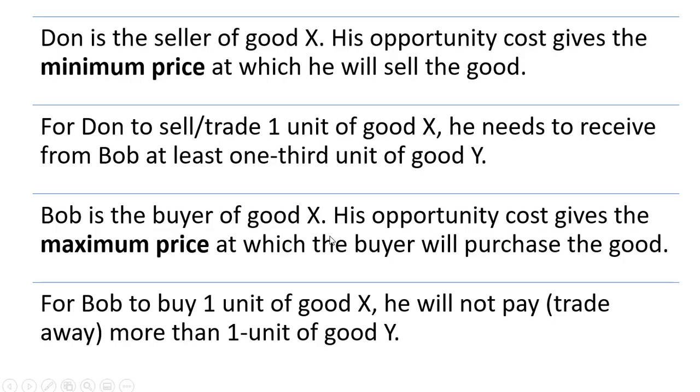Bob is the buyer of good X. His opportunity cost gives the maximum price at which the buyer, in this case Bob, will purchase the good. For Bob to buy 1 unit of good X, he will not pay or trade away more than 1 unit of good Y.